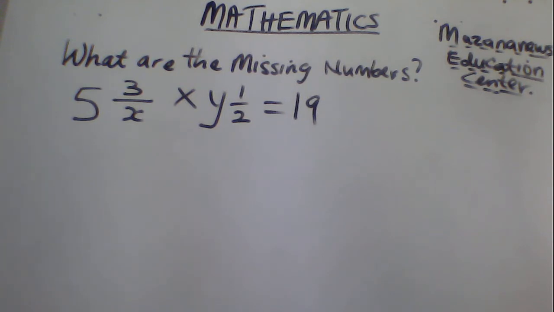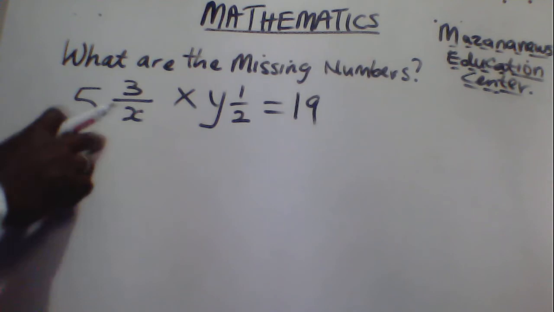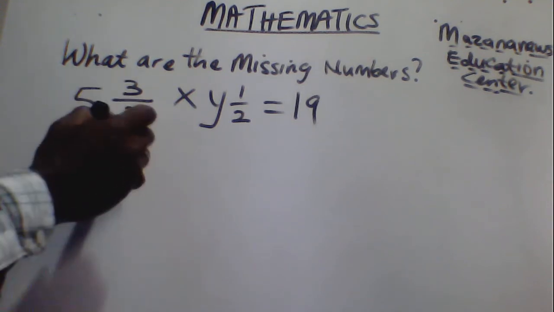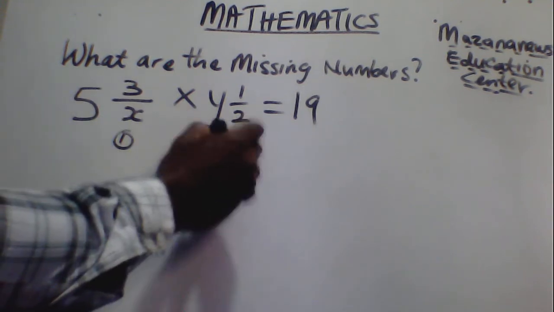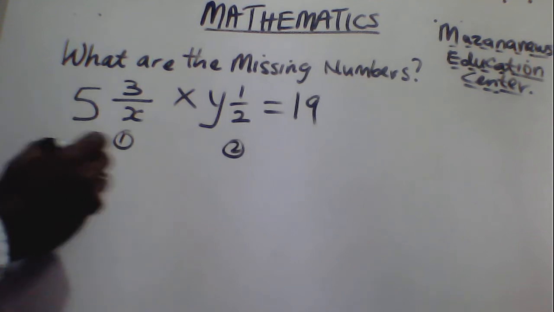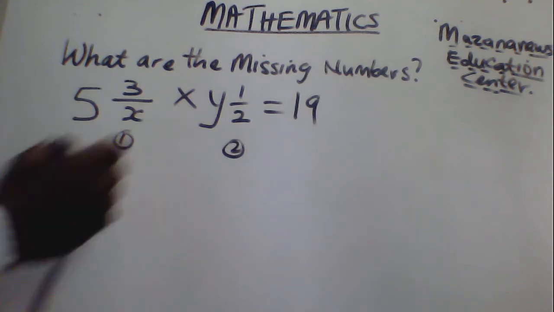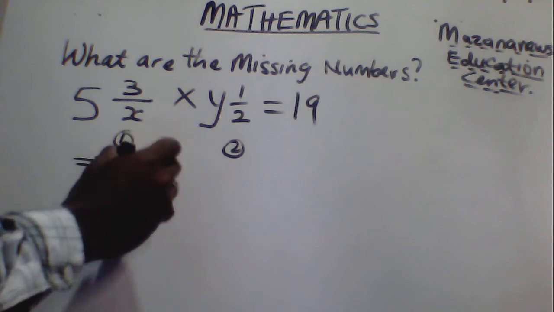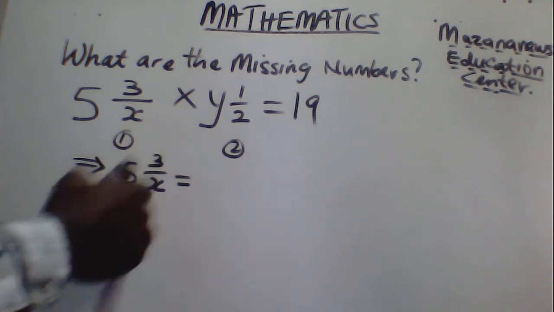When you see this type of problem, because this is a multiplication of mixed fractions, the first thing you have to do is to convert the mixed fractions to improper fractions, and then it will be easy for you to find the values of x and y. So the first thing here is to convert this one. I can call this 1 and I call this 2. So from here, this implies 5 3 over x is equal to this times this.